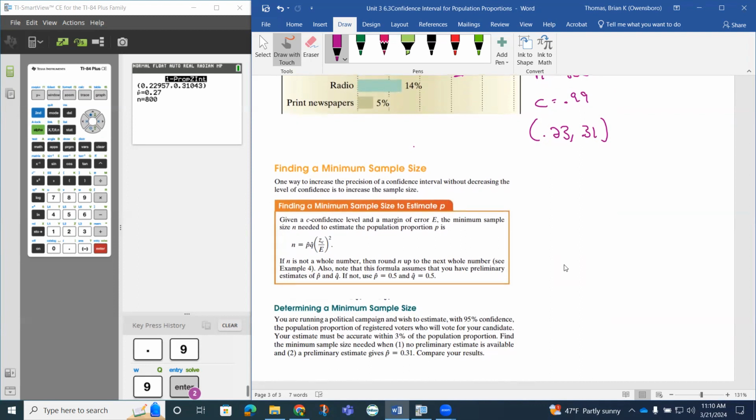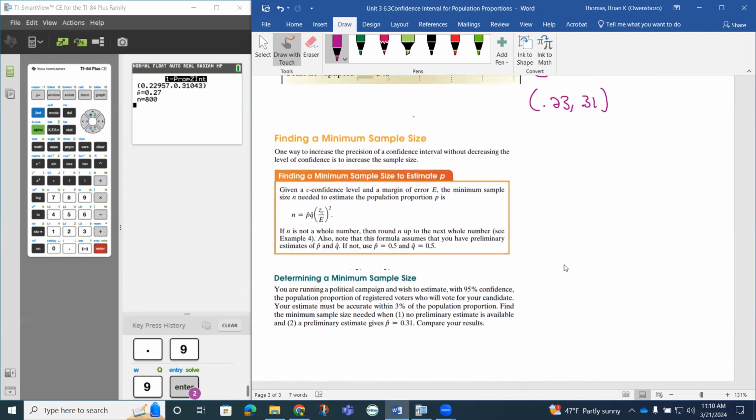So another question we have is finding the minimum sample size. Here it talks about one way to increase the precision of a confidence interval without decreasing the level of confidence, which is to increase the sample size. But the catch is, how far do we actually want to increase it? So we have a formula here that says, given the confidence level and the margin of error, the minimum sample size n needed to estimate a population p is given by this formula.